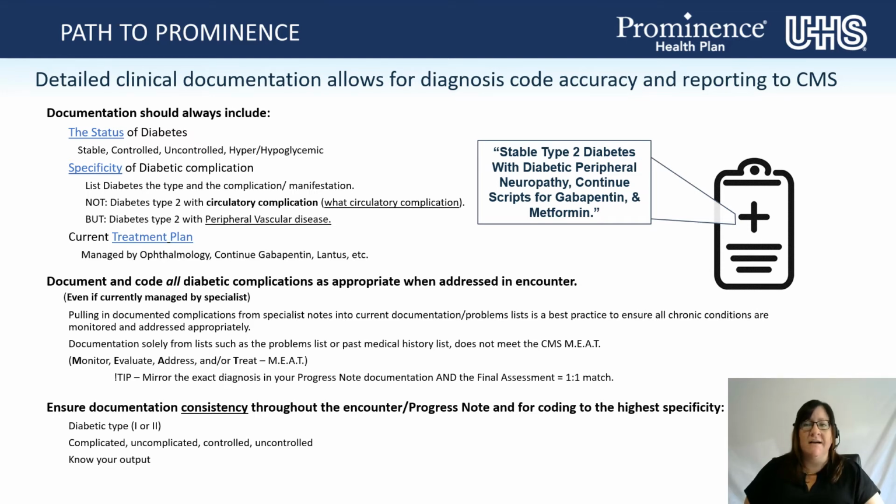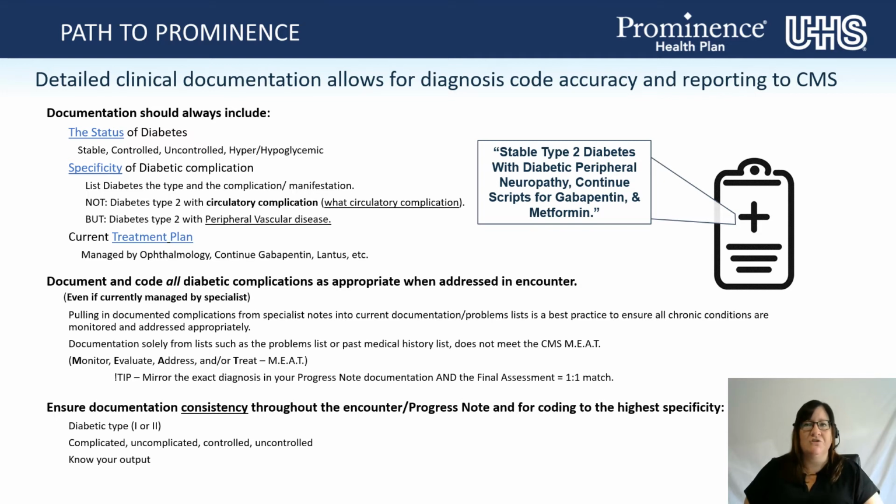Document and code all diabetic conditions as appropriate when addressed in the encounter, even when those conditions are managed by a specialist. Pulling in documented complications from your specialist notes into your current documentation, specifically your problems list, is best practice to ensure that all chronic conditions are monitored and addressed appropriately as the primary care physician. Documentation solely from lists such as a problems list or past medical history does not meet the CMS MEAT criteria.